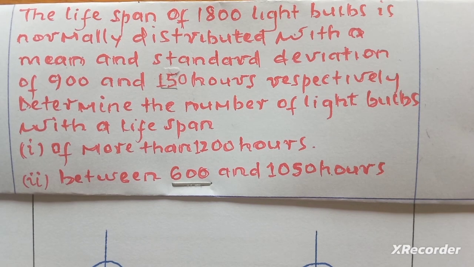The question reads, the lifespan of 1800 light bulbs is normally distributed with a mean and standard deviation of that and that, respectively. Determine the number of light bulbs with a lifespan of more than 1200 hours.